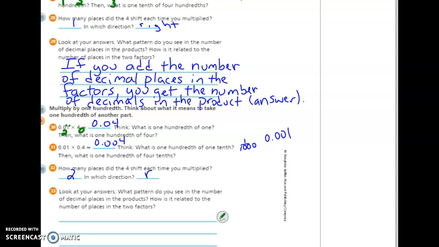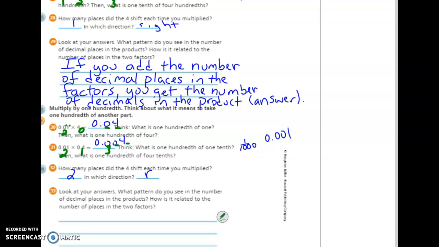And none here. 2 plus 0 is 2. Look, 2 in your answer. Let's look at number 31. You've got 2 decimal places in this number, and you've got 1 decimal number in this number. And how many places in this one? 1, 2, 3. 2 plus 1 is 3.